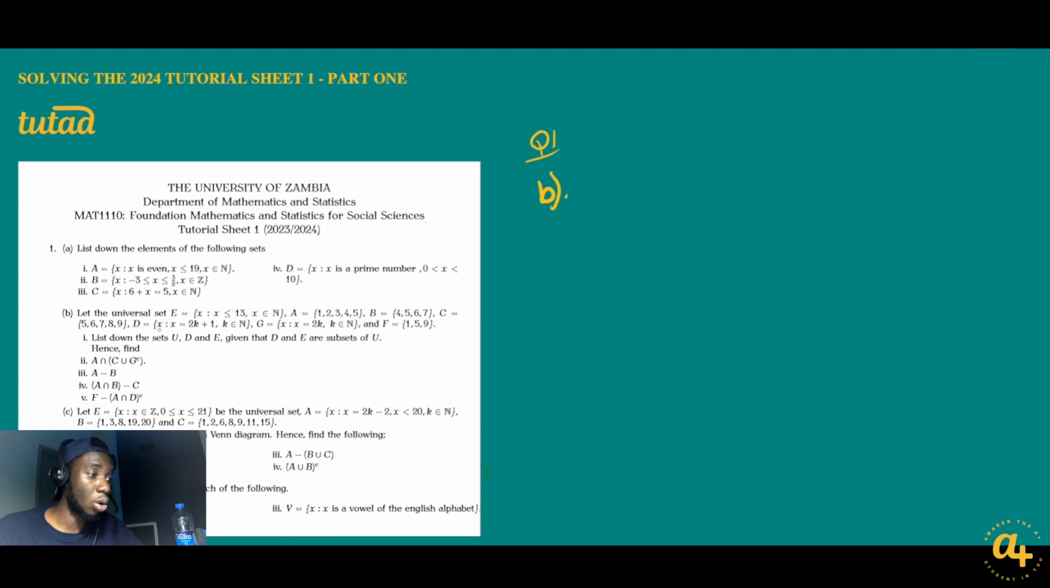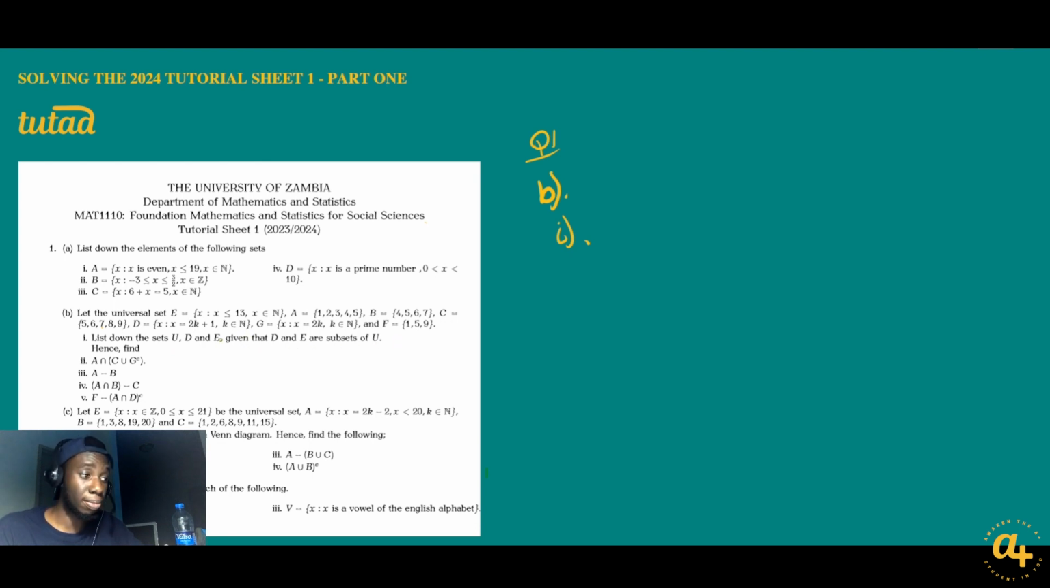Set D is equal to all elements x such that x is equal to 2k plus 1 and k is a member of natural numbers. And then we have set G here. Set G says all elements x such that x is equal to 2k and k is a member of natural numbers. And finally we have set F, and set F is equal to the elements 1, 5, 9. All right, so Roman numeral 1 of part B says: list down the sets U, D, E, given that D and E are subsets of U.